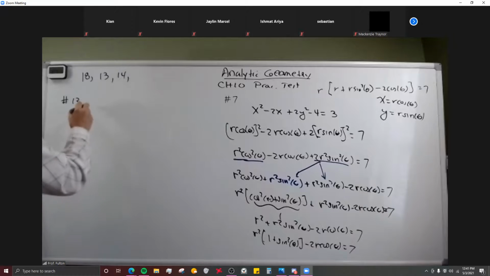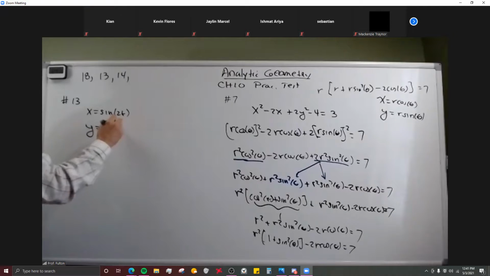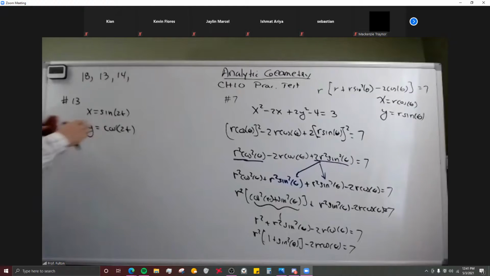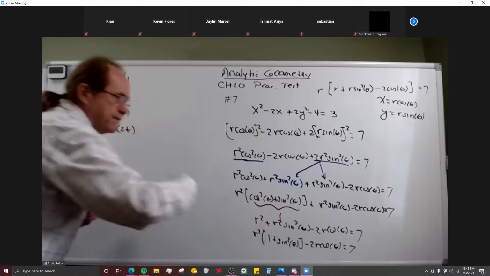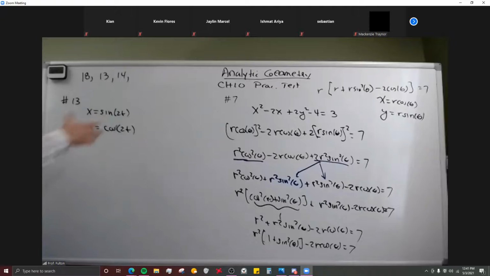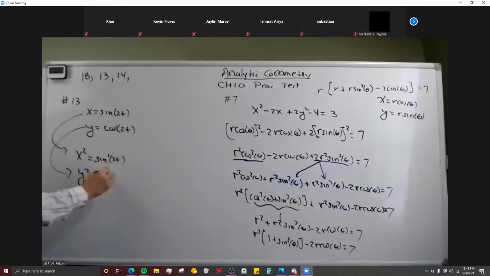We have x is equal to sine of 2t. And we have y is the cosine of 2t. I want to get rid of the t. Now, the way we do this when you have sine and cosine, we're going back to the Pythagorean theorem. It doesn't matter what the argument is. If I square both of them, it gives me the same sort of thing. So I square this. So looking at that, I could say x squared is the sine squared of 2t. Same thing over here. y squared is equal to cosine squared of 2t.